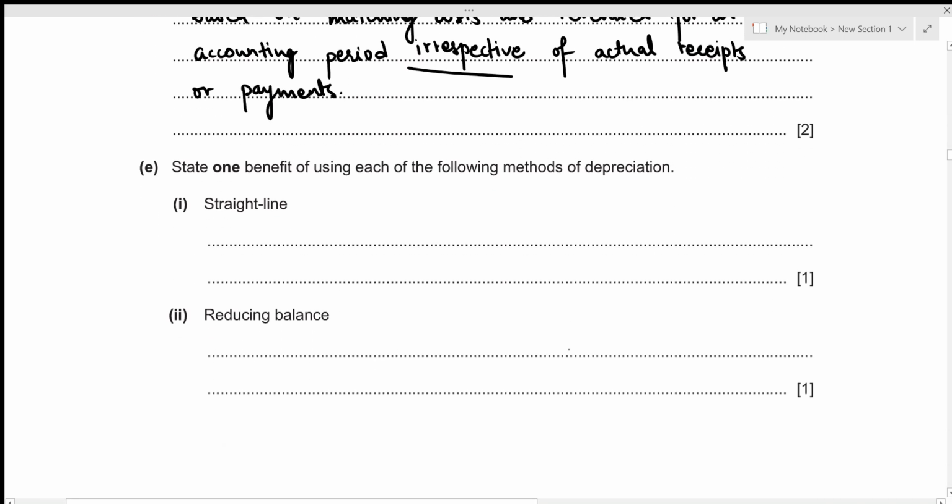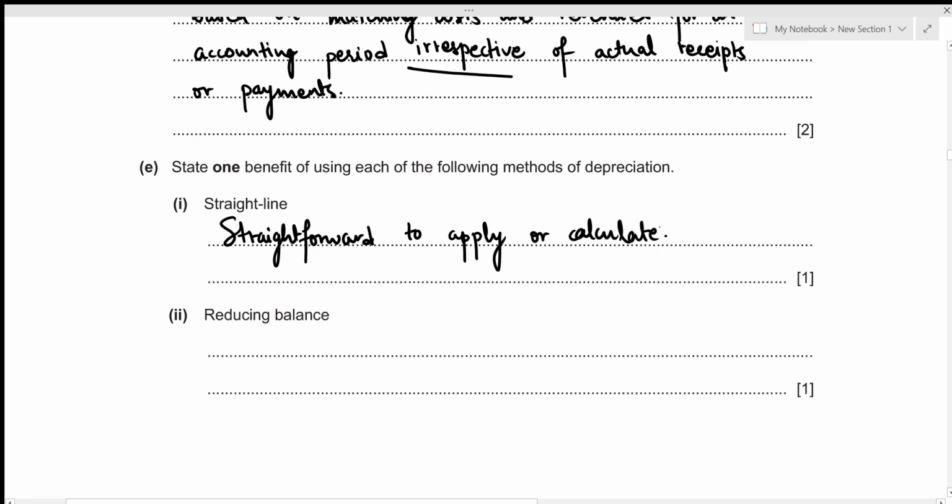We need to state one benefit of using each of the following methods of depreciation. And the first one is the straight line method of depreciation. Under this method, we just need to apply our rate to our cost. So there is no lengthier process in order to figure out the net book value, right? So this is pretty straightforward to apply or calculate. Let's write it down. Straightforward to apply or calculate.